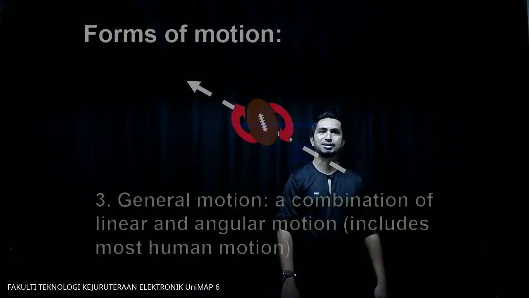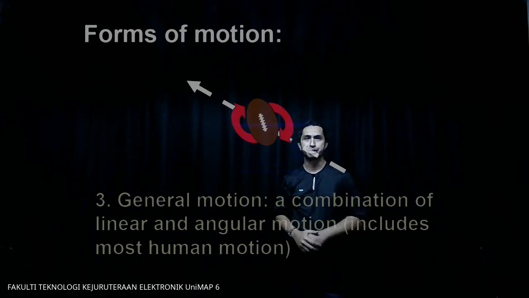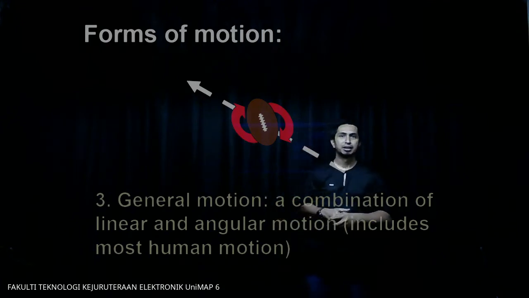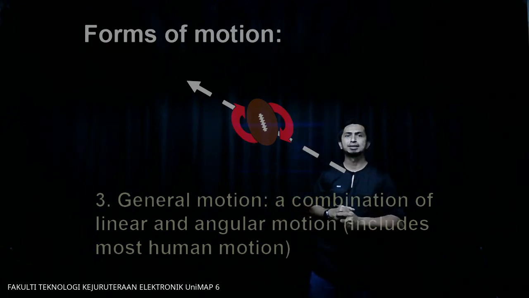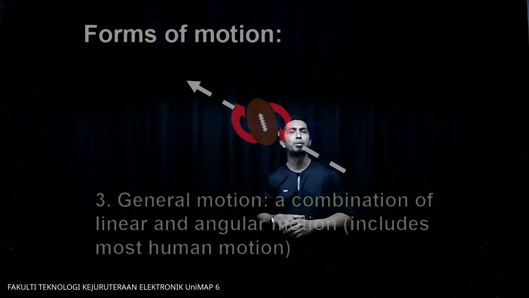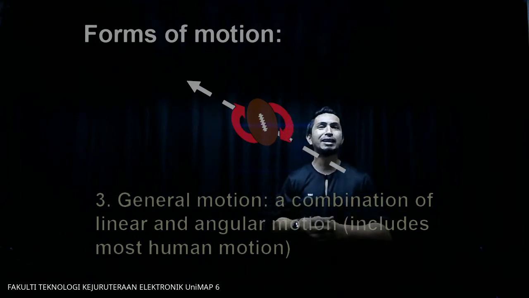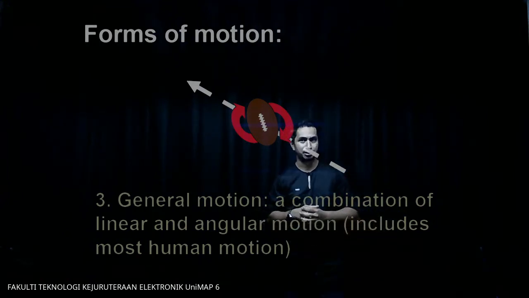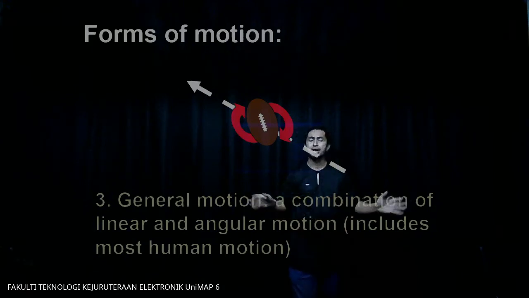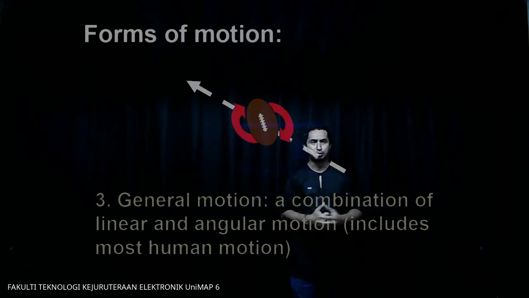And the last type of motion is general motion. What is general motion? A combination of linear and angular motion. This is what we have most in our human motion.